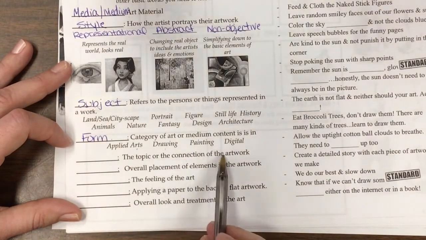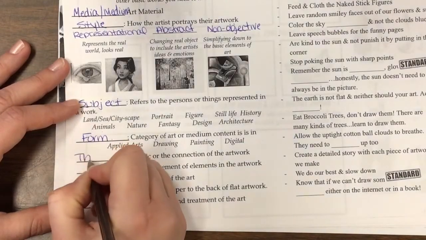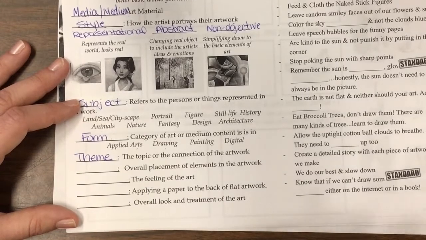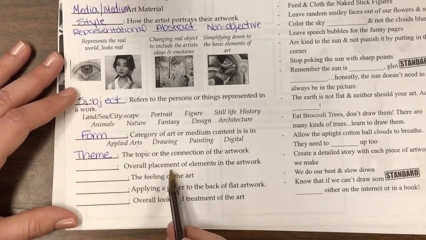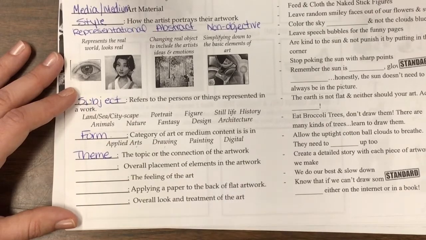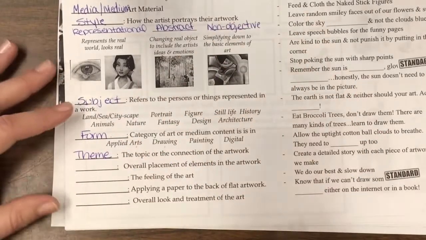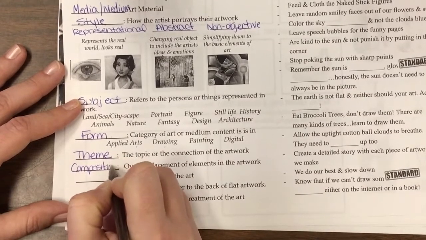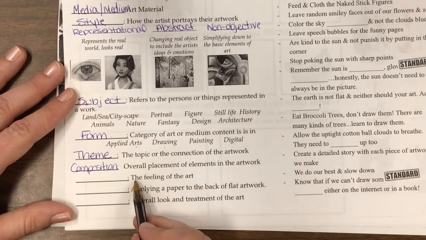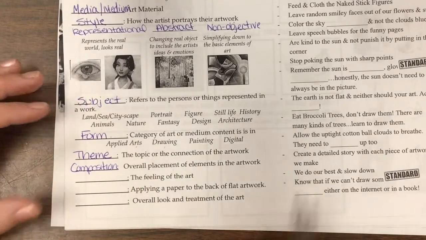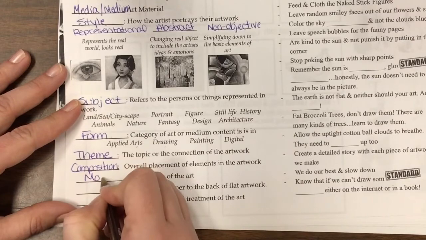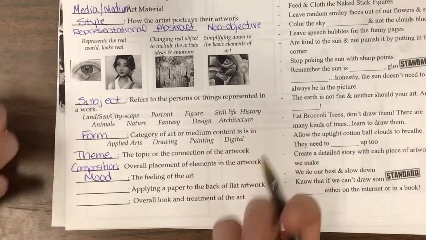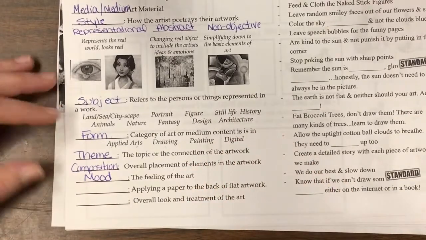The topic or the connection of the artwork. This is your theme. We'll be talking about themes in a little bit, but this is the direction that your project goes in. Overall placement of elements in the artwork. Okay, so this is like where things are. This is called composition. All right, the feeling or the feel of the art is called the mood. So the mood is how we feel, okay? It's whether you're putting into it or how the viewer is actually seeing it.